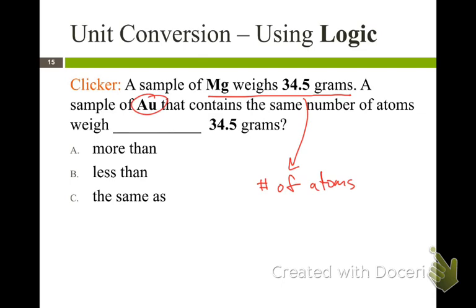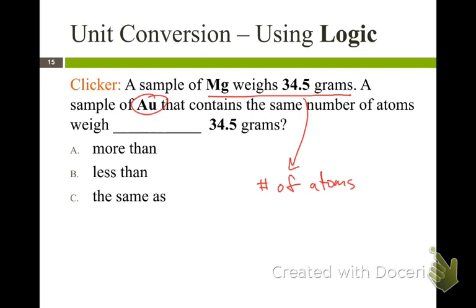So what that requires us to do is to go look at our periodic table, and what we can see is that magnesium is element 12 on the periodic table, and gold is element 79. What we can see from that is that gold is going to be much heavier, an average atomic mass of 196.97 grams per mole, and magnesium is 24.305. So the question is basically asking, if we have, let's say, 100 magnesiums and 100 gold, which is going to be heavier?